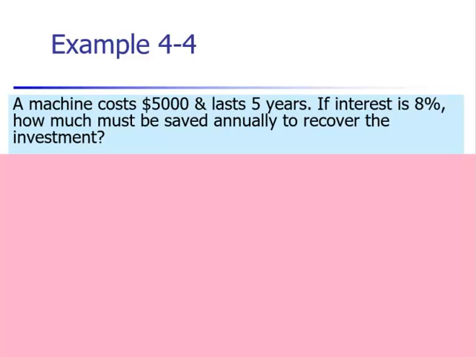Example 4.4. So let's do it. I told you, you will be bombarded with many examples, in a way that if you work hard, you will master all these concepts. Okay, a machine costs, when it is cost, it means that it is downward arrow. A machine costs $5,000 and lasts 5 years.